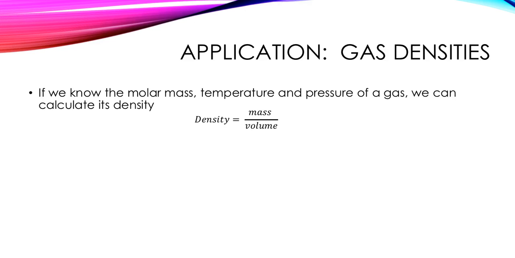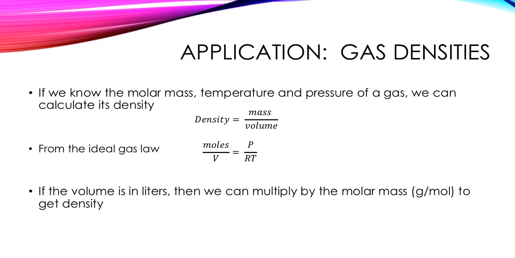We know that density is mass over volume, and we know from the ideal gas law, right, we don't have a mass, but we have moles, which of course are proportional to mass. So if we take the moles over the volume, we can rearrange that. That's related to density. We can then substitute. If the volume's in liters, we can then multiply by the molar mass, and that will actually give us a density, right? So moles over liters times grams over moles gives us grams per liter, which is a density.